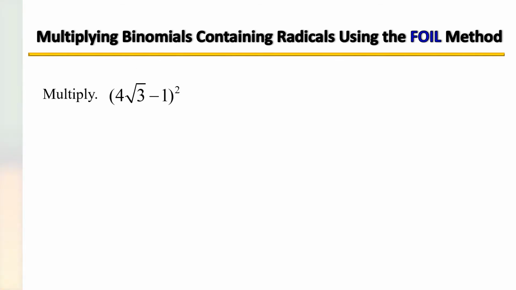Here we have a square of binomial that contains radicals. So if you have a square of binomial, you can either use the square of binomial formula, or you can simply just put them side by side and use the FOIL method. I'm going to go ahead and just put them side by side and use the FOIL method.